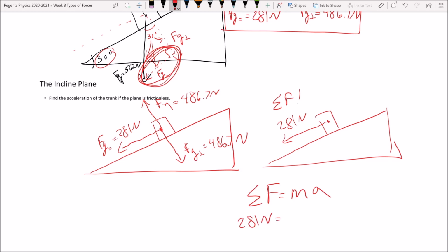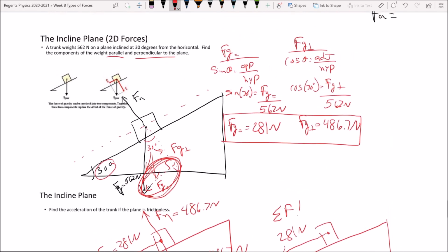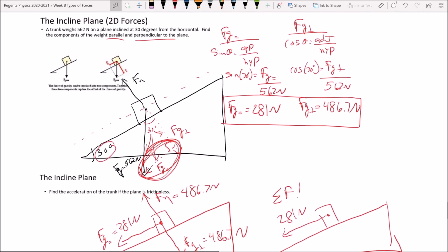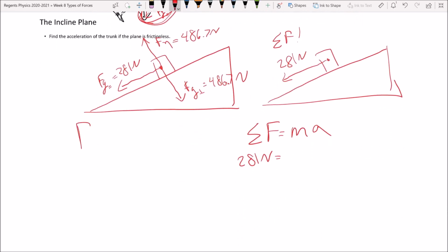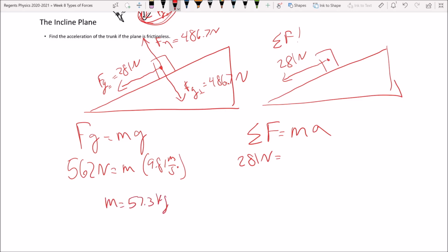The mass is, what is the mass? Oh, I don't have the mass. I have the weight. More work for us, right? The weight is 562 newtons. Not too bad, we can get the mass. 562 newtons is the weight, which equals the mass times 9.81 meters per second squared. So we'll divide both sides by 9.81. 562 divided by 9.81 gives me a mass of 57.3 kilograms.